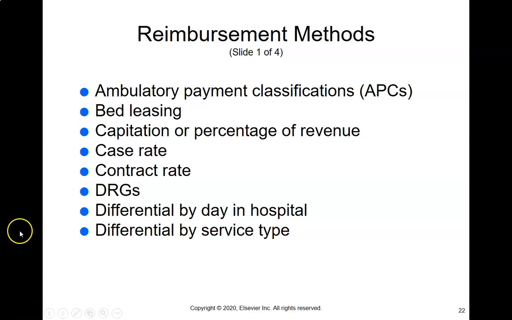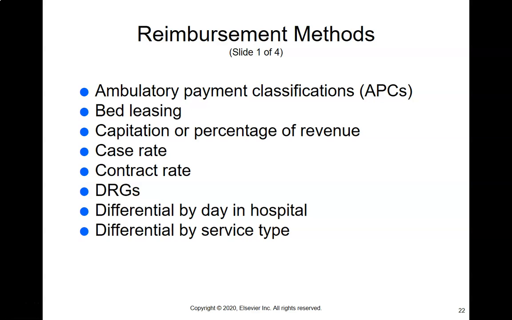Reimbursement methods. Ambulatory payment classification is a method based on procedure rather than diagnoses. Services are associated with a specific procedure or visit and bundled together. Bed leasing, capitation, or percentage of revenue. Capitation is reimbursement to the hospital on a per member per month basis.